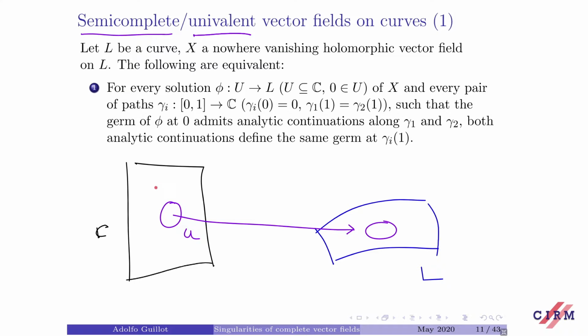But what would it mean for the solution to be multivalued? It means that probably I can take one curve leading to this point, say P, and then another, different curve leading to the same point P, and I have an analytic continuation along the first curve of the solution phi, and maybe the analytic continuations along these two paths are different. That would give you something multivalued.